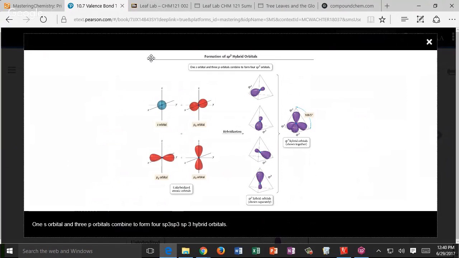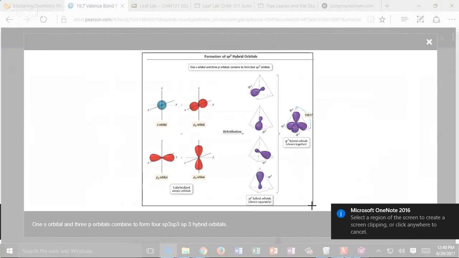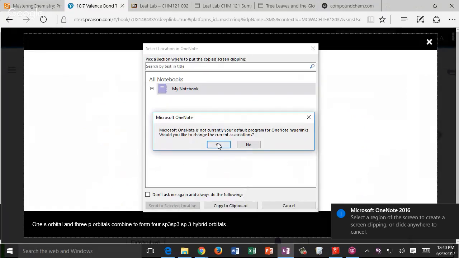I know it's small, but we just need to really see the shapes.